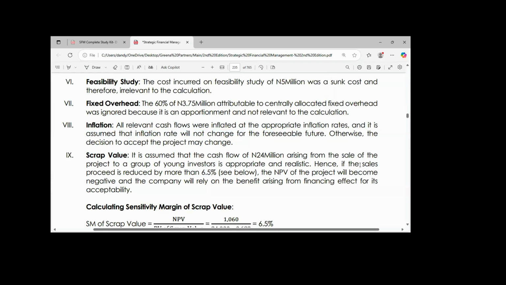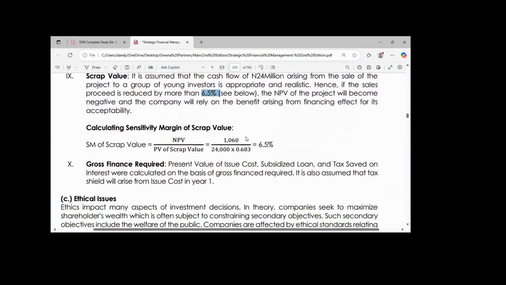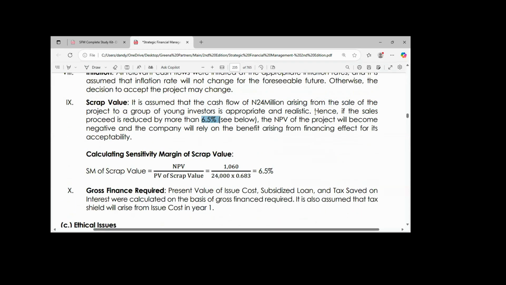Hence, if the sales proceed is reduced by more than 6.5%, I have to go ahead and calculate the sensitivity analysis of the sales proceed. That's how I arrive at that 6.5. Then the project will become negative, and the company will rely on the benefits arising from financing effect for the acceptability. So I only had that one as an addition.